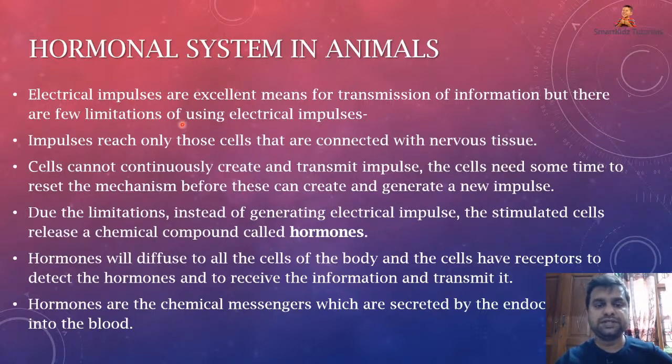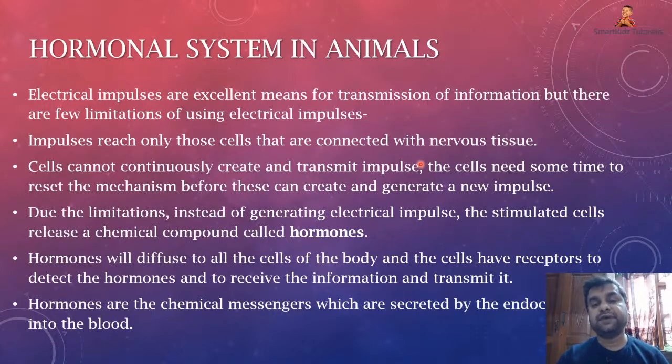So impulses reach only those cells that are connected with nervous tissue, only those which are very close to each other. We have seen in the case of neurons, only those neurons which are closer to each other will receive the message. What about the neurons which are a little bit distant, far away? By the time the electrical signal receives the message, the importance of the message may be lost, or we may not be able to take action in time.